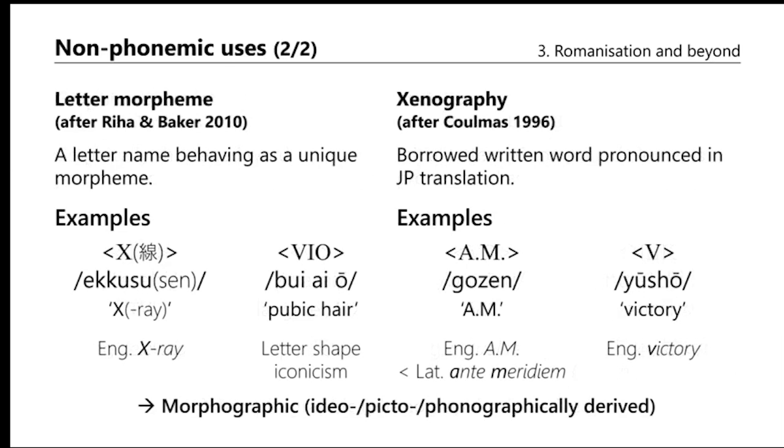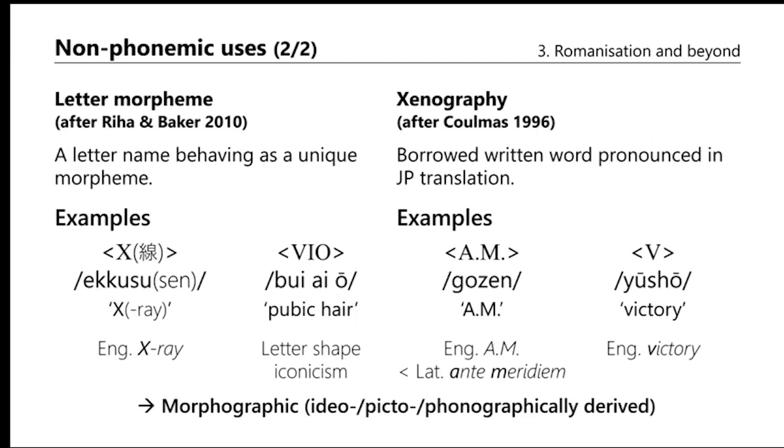Some more types. Letter morpheme, a letter name behaving as a unique morpheme. For example, the X in X-ray is used in Japanese like that. And this is quite an interesting example: VIO in Japanese stands for pubic hair in some fashion magazines and so on. This comes from letter shape iconicism.